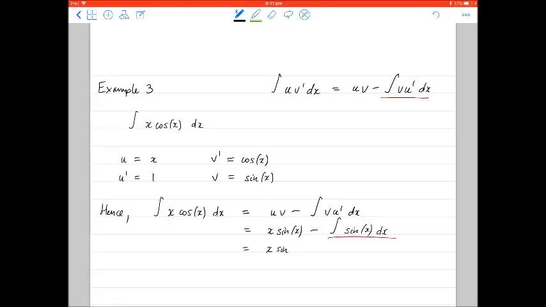So this is x sine of x plus x, sorry, the integral of sine x is negative cos of x, so the two negatives are going to be a positive, I get cos of x, and plus c, which is just the constant of integration.